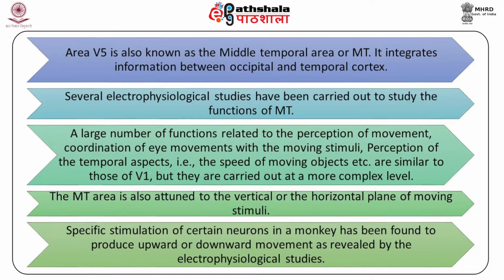Specific stimulation of certain neurons in a monkey has been found to produce upward or downward movement as revealed by the electrophysiological studies. Such neurons respond to the direction of the movement as well. Area V6 performs higher order task of integrating vision with other sensory modalities.